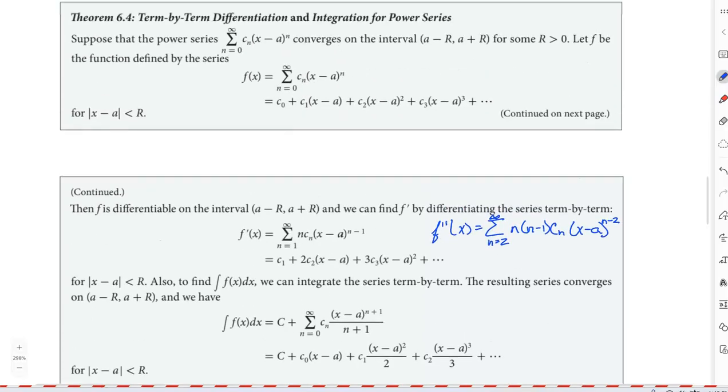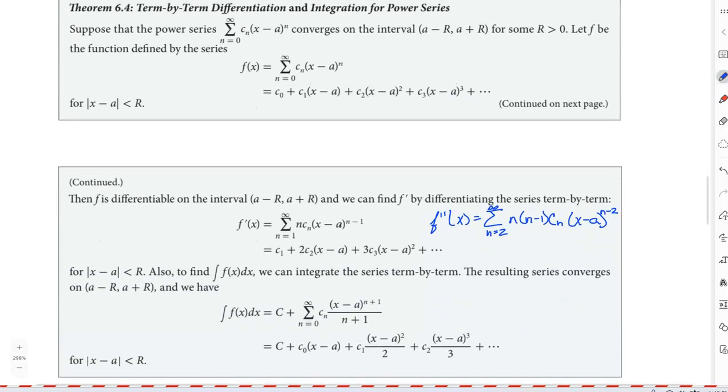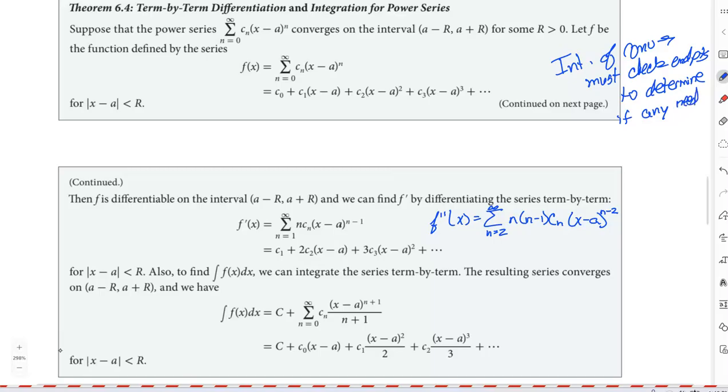When we do take derivatives or integrate, the interval of convergence, the inside stuff, is going to be the same, but for the interval of convergence, you must check the endpoints to determine if any of them need to be included.